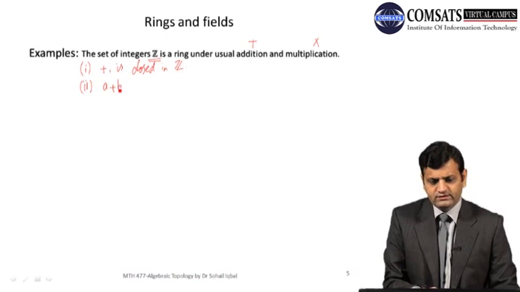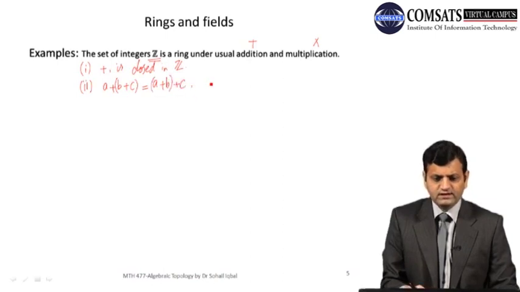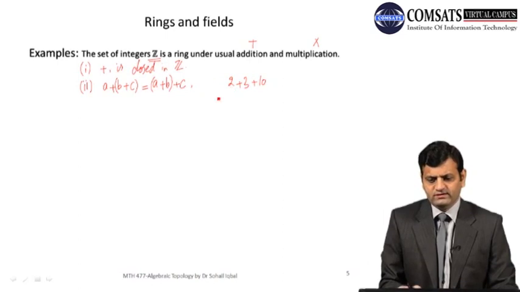So if I add three numbers in any order, then there will be no change in the answer. So we can say that Z under addition satisfies the associative law. So what is the important consequence of this associative law? I can write down integers 2 plus 3 plus, let's say, 10. As you can see, I haven't used any parentheses. It is due to this associative law that I am not using the parentheses, because this associative law says that I can add 2 and 3 first, or I can add 3 and 10 first, there will be no change in the answer.